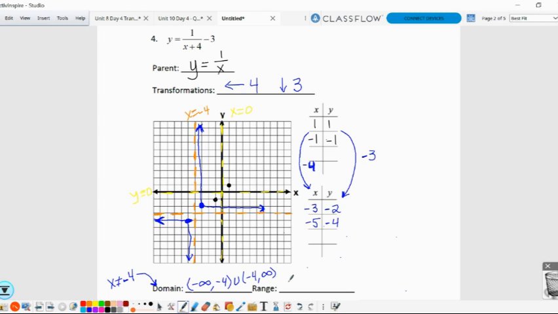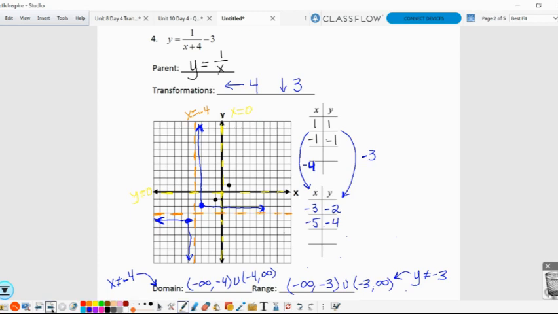The range would work out a similar way. There's an arrow pointing down to negative infinity. We come up and we skip the value of negative 3 and pick up on the other side and go to positive infinity, which is another way of saying y cannot be negative 3. So either option is just fine as you express domain and range of this rational function.